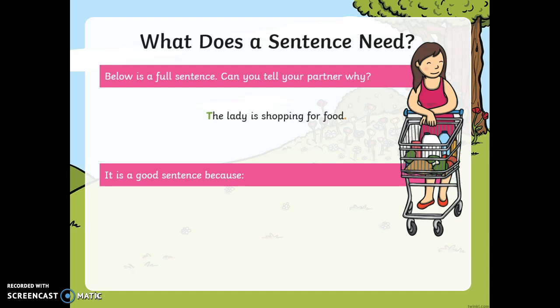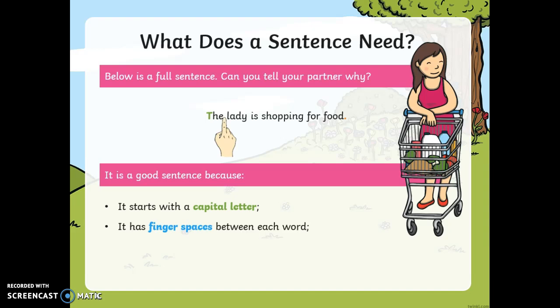It is a good sentence because it starts with a capital letter, it has finger spaces between each word, and it ends with a full stop. It also makes sense when you read it.